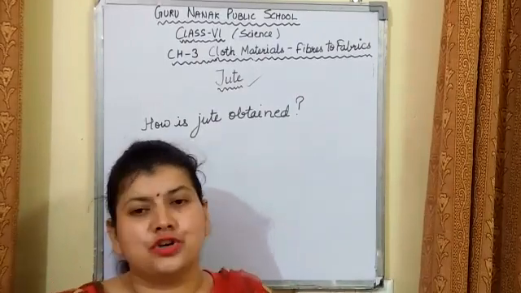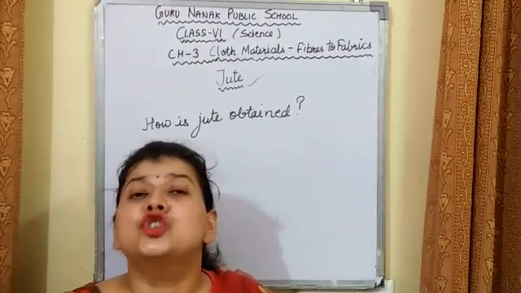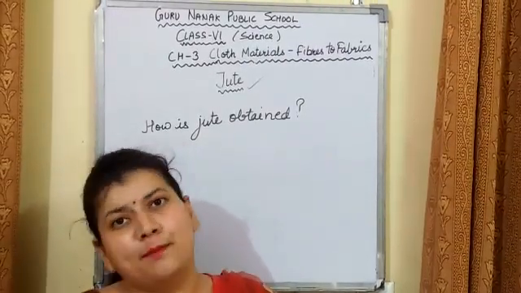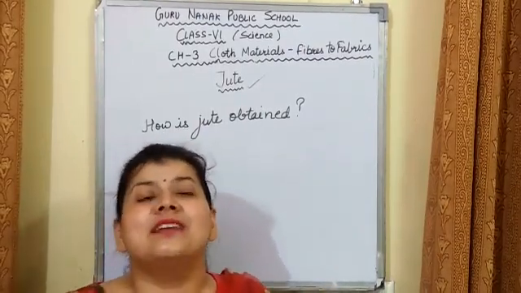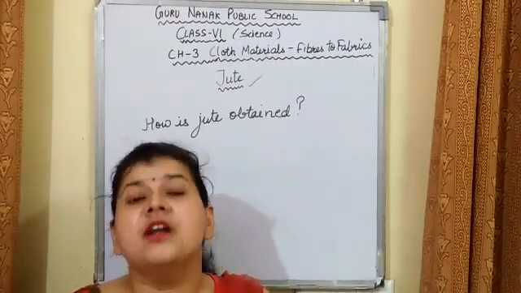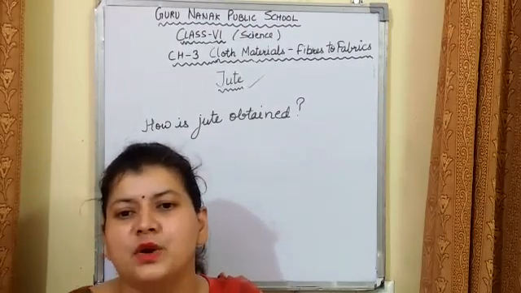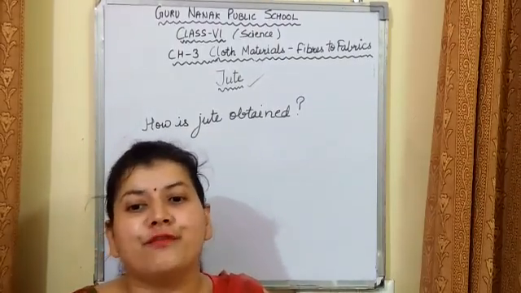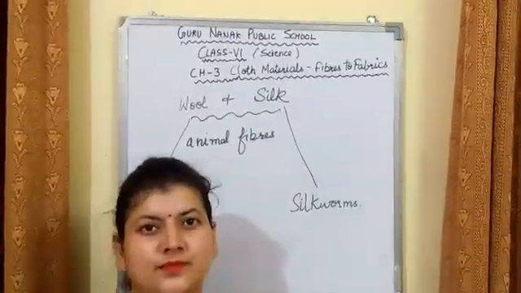Now, another question arises: what type of climate and soil is required for growing the jute plant? A warm and humid climate is the best climate for growing jute. Jute grows best in well-drained fertile soil. High temperature favors the growth of the jute plant.